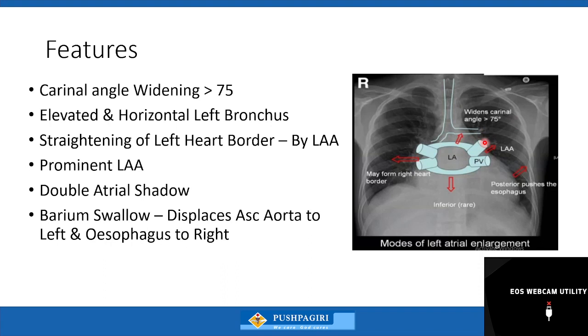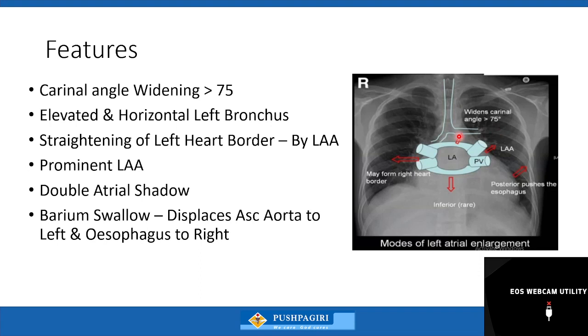So what happens is, if LA enlarges in this direction, it will push the left bronchus up. So that can affect the carinal angle. We know this is the carinal angle, the angle produced by both the bronchi. So that can be pushed up, and the left bronchus can be elevated to the horizontal.